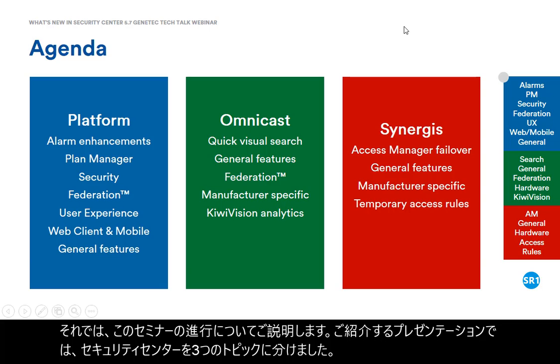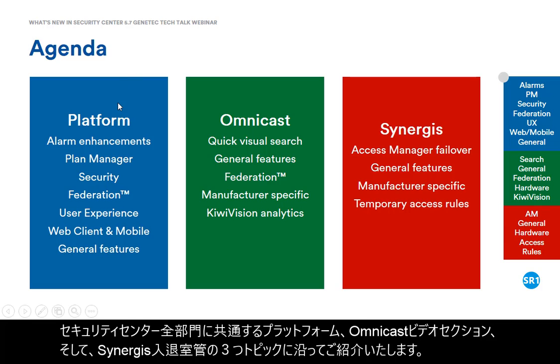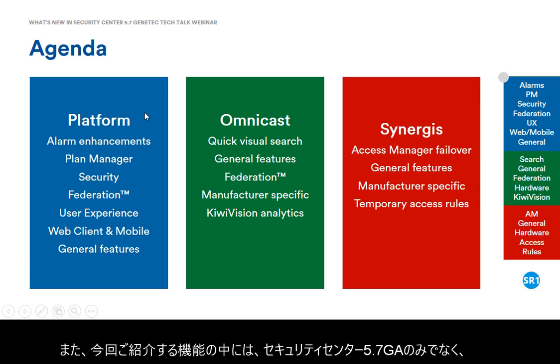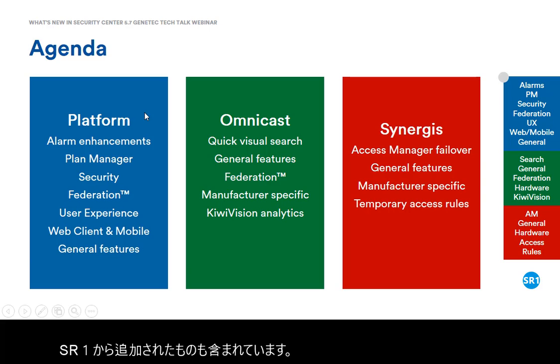So looking at the agenda for the presentation today, we're going to go over three sections for Security Center. We're going to go through the platform, the Omnicast video section, and the Synergist access control section. So the platform, of course, is anything that is all-encompassing and is used in multiple parts of Security Center. And just to note as well, we're going to talk about features that are in Security Center 5.7 GA, and we're also going to cover ones that have been added in the recently released SR1.